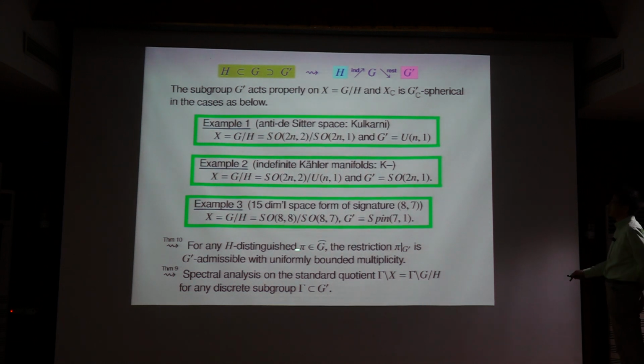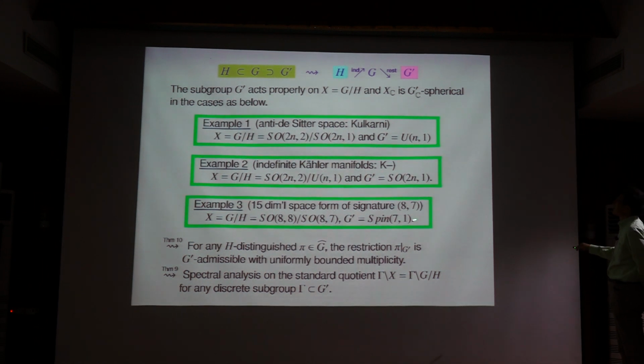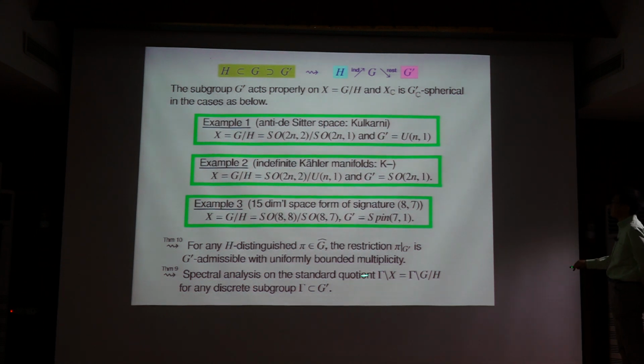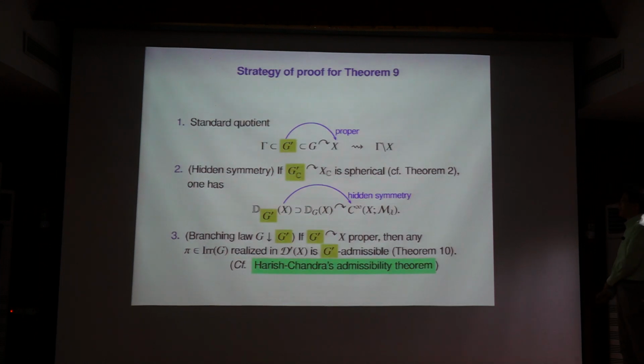In all cases, any H-distinguished representations of Z decompose discretely to the Zariski closures of the discontinuous group Z prime, and each multiplicity is uniformly bounded. So this is a geometric setting of the ones. So this is the last slide.